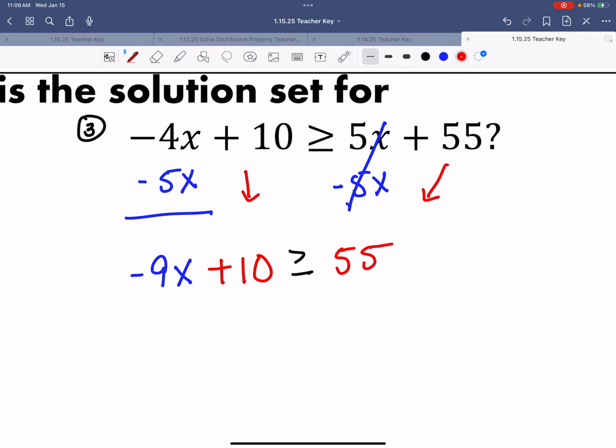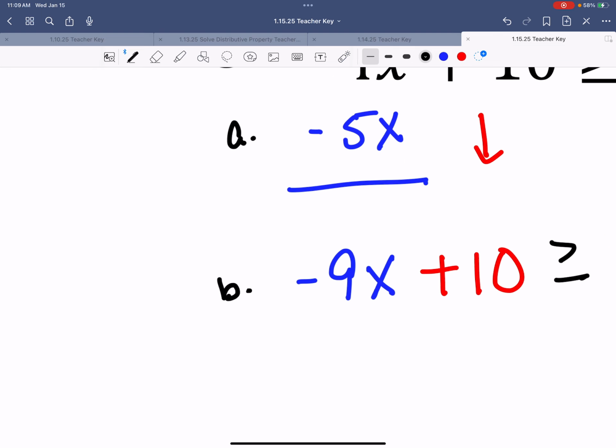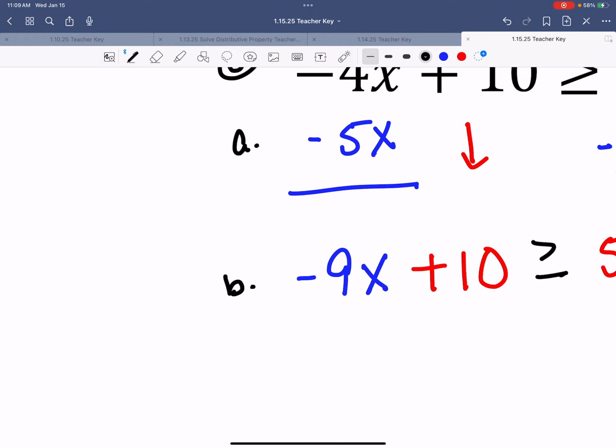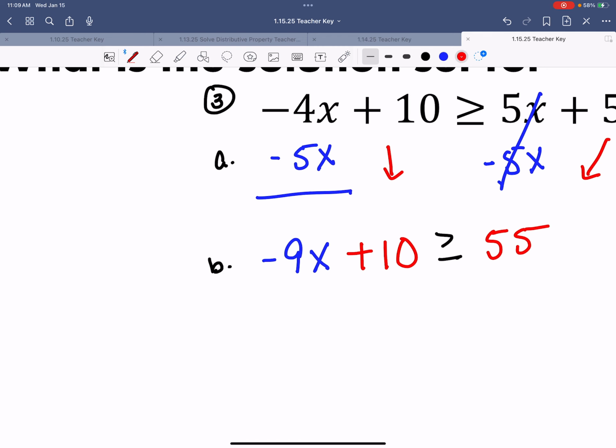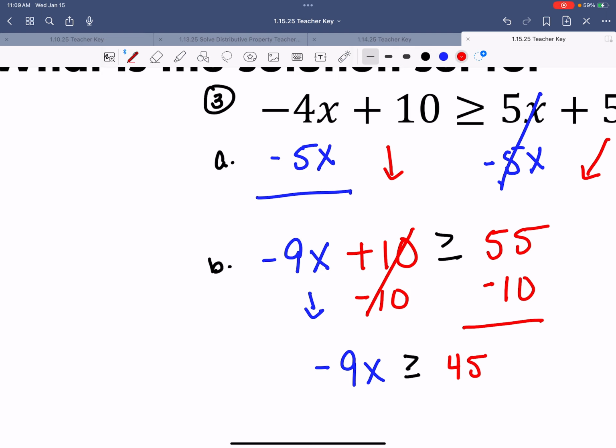Now, that is part A, which was moving the variable to the left. Part B of 3 is moving just the numbers to the right. So I'm going to go to my left side where the variable's at. The number without the variable is a positive 10. So I'm going to do the inverse of positive 10, which is -10, inverse being opposite. And what I do to one side of the symbol, I'm going to do to the other. I drop down what I don't use. I'm going to bring down my symbol. And then this is going to give me 45.